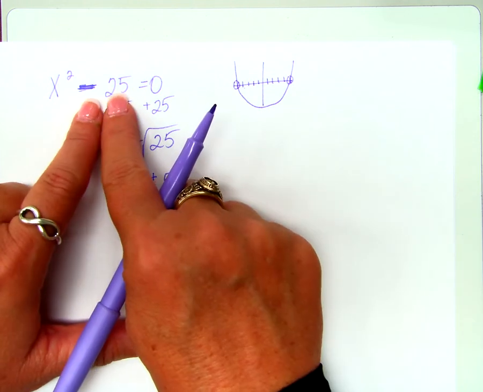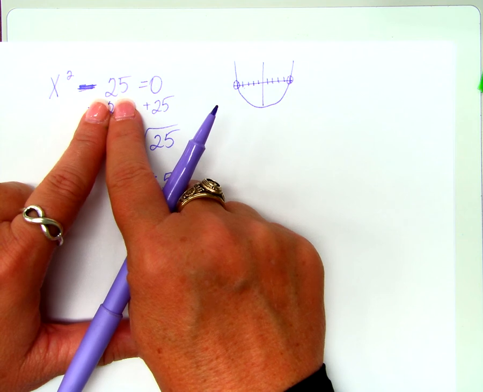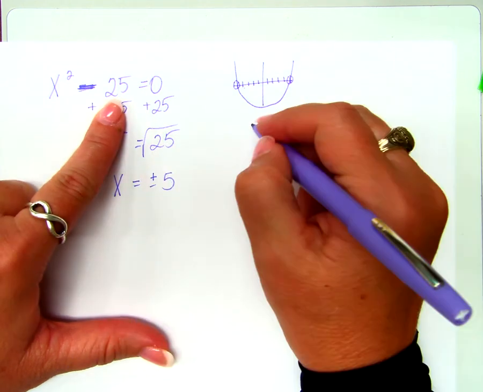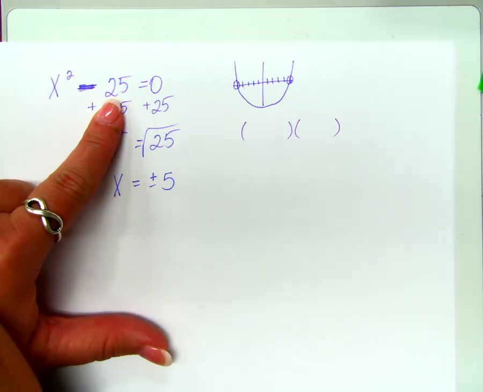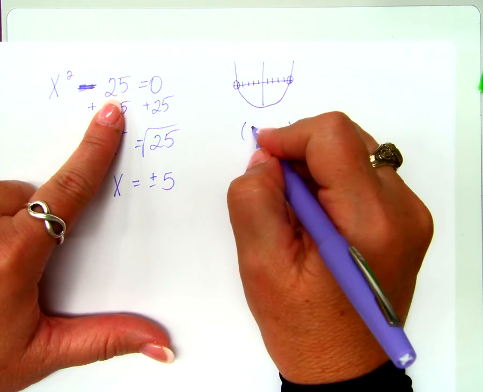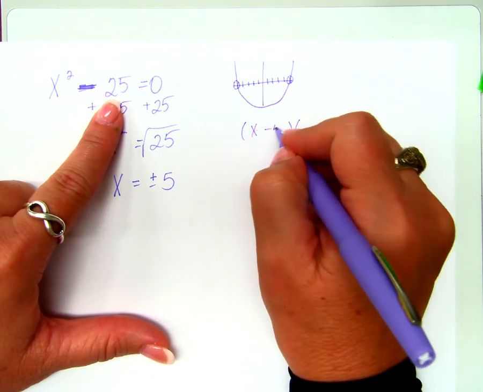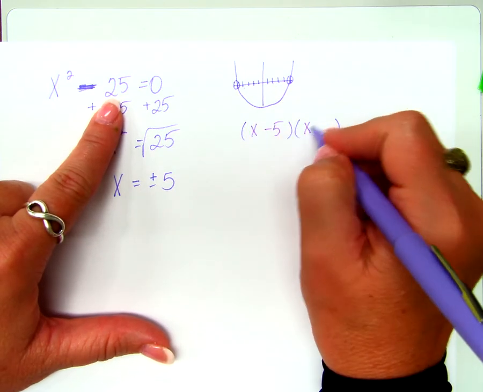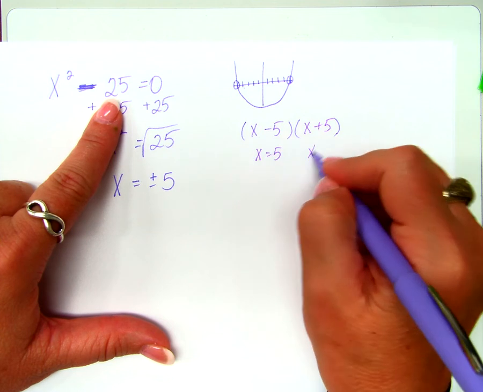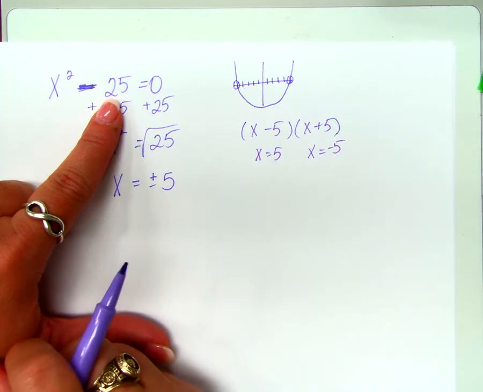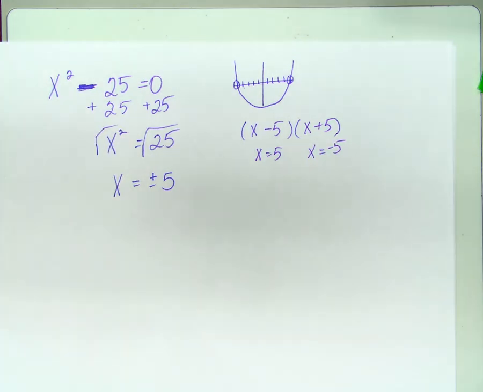Way number 2 that you have to know this. What if I factored this? That's the difference of squares. How do I factor the difference of squares? Don't I get 2 binomials? What's my first binomial? X minus 5. My second binomial? X plus 5. When I set each one of these equal to 0, don't I get x equals 5 and x equals negative 5? Yeah.